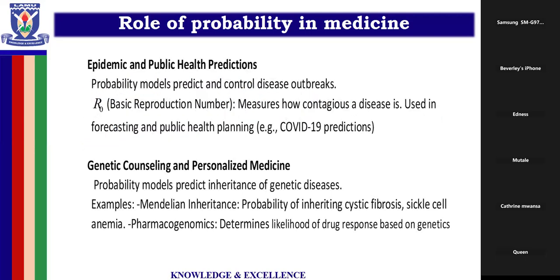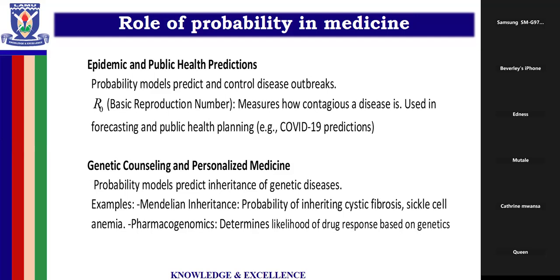Another role of probability in medicine is epidemic and public health predictions. Probability models predict and control disease outbreaks. As we have discussed earlier, the basic reproduction number, which equals beta over gamma, measures how contagious a disease is. It is used in forecasting and public health planning. So let's take an example of COVID-19. COVID-19 had a basic reproduction number of 3, meaning an infected person will transfer the virus to a minimum of 3 people. And this helps government plan on vaccine distribution.